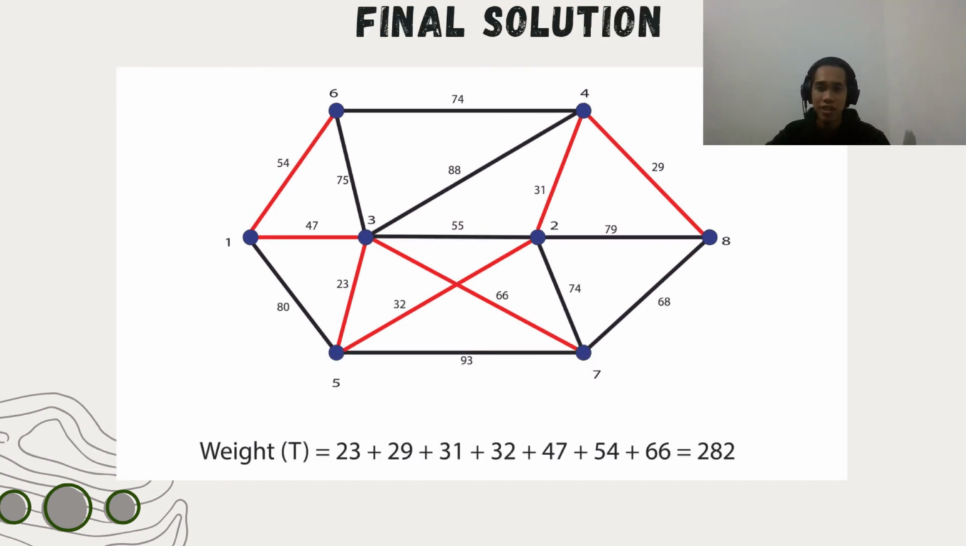Finally, we'll be looking into our final solution. Now that all the vertices have been selected, the minimum spanning tree will be shown in orange on the image. In this case, we'll be counting the weight of the graph. So 23 plus 29 plus 31 plus 32 plus 47 plus 54 plus 66 will be equal to 282 kilometers.